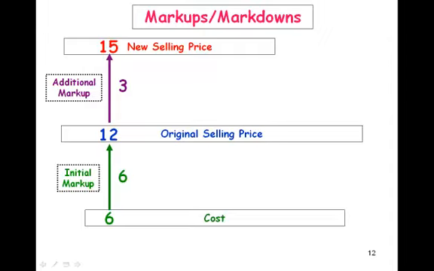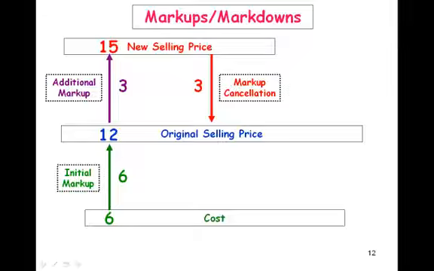This is what we mean by markup. If the price of the widgets is reduced back to $12, we call this a markup cancellation. If the price is reduced to $13, the markup cancellation is $2. And at $13, the net markup is $1. Therefore, we can say that any amount that is greater than the original selling price is the net markup.